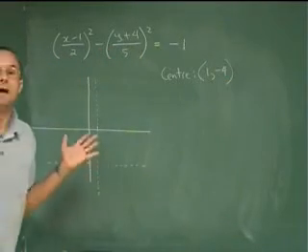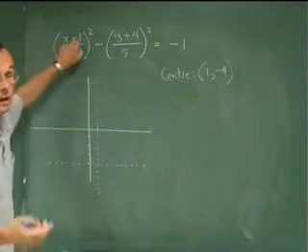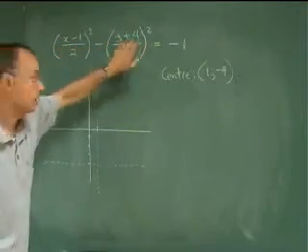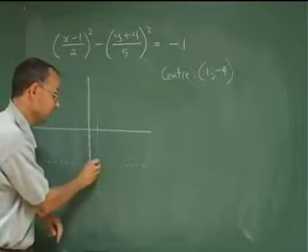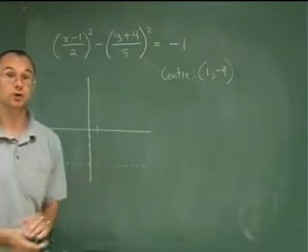Well, now that I've done that, I ignore the shifting. I ignore the minus 1 and the 4. And what I'm going to do is basically graph the hyperbola, treating this as the center point, and forget about shifting.